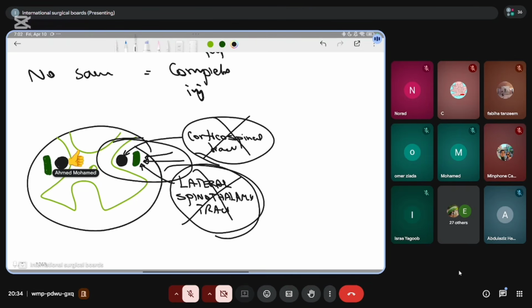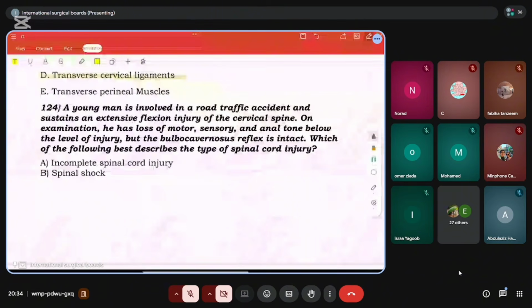So if you come back to the question here, it's so simple. Let's revisit it. A young man involved in an RTA has something in the spine. On examination, he lost everything. The bulbocavernosus reflex is intact, meaning he is not in the spinal shock stage. So we can do formal testing for sacral sparing. By the way, you only test sacral sparing after the bulbocavernosus reflex has returned, because before it returns, all functions are lost. We are in the spinal shock stage. So you can only formally test for complete versus incomplete injury after this reflex comes back.